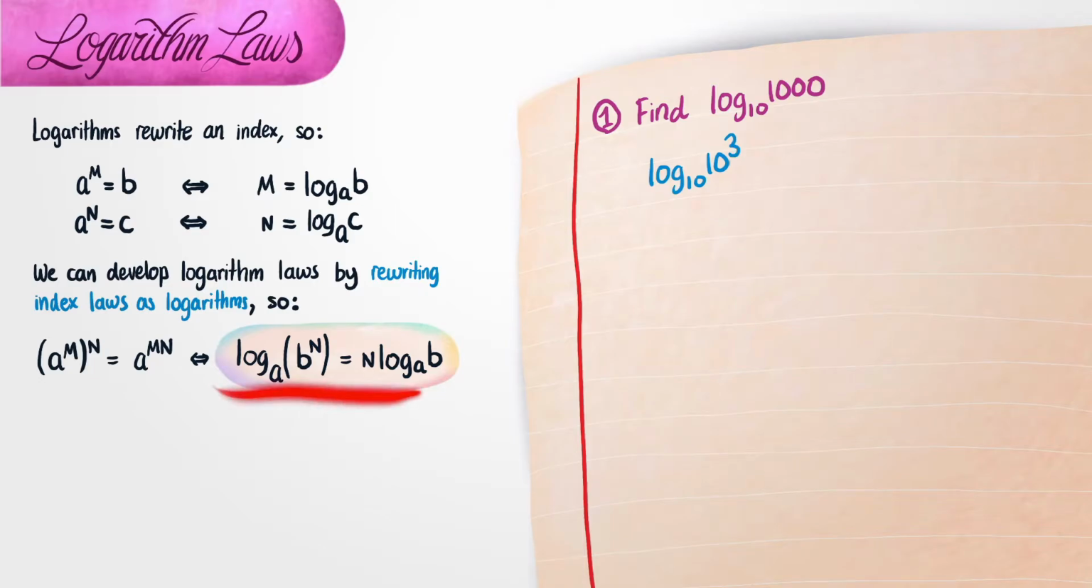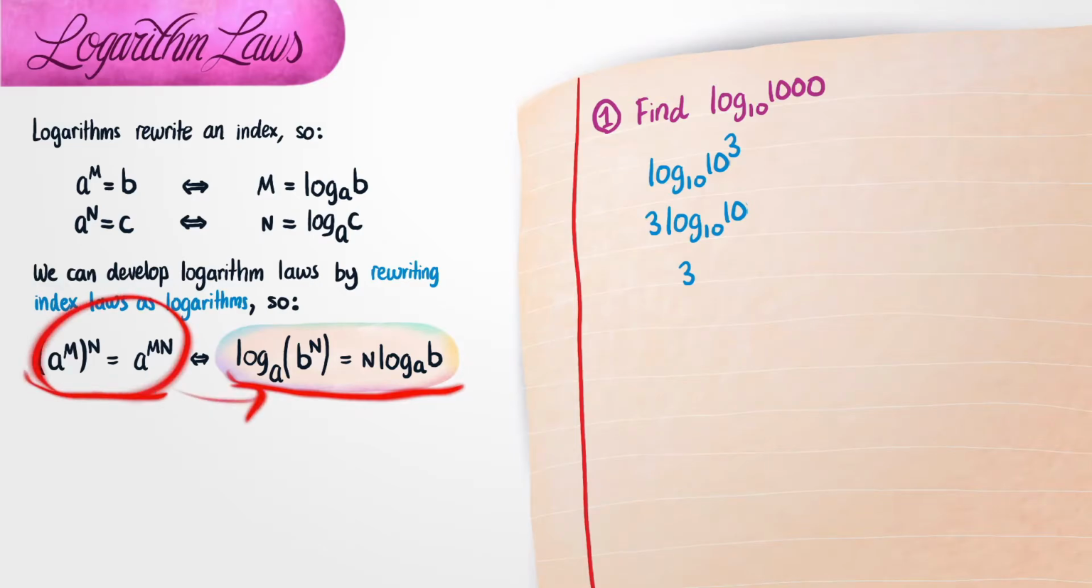Now, this rule just tells us that we can bring this 3 down in front, so let's go ahead and do that as well. But then we know that the log base 10 of 10 is the same thing as the number 1, so we can replace this with 1. So the answer is just 3. So just to be clear, this log law over here is completely equivalent to this rule on the left. We just rewrote this to get to this. So we should look at the other index laws to get the other log laws.